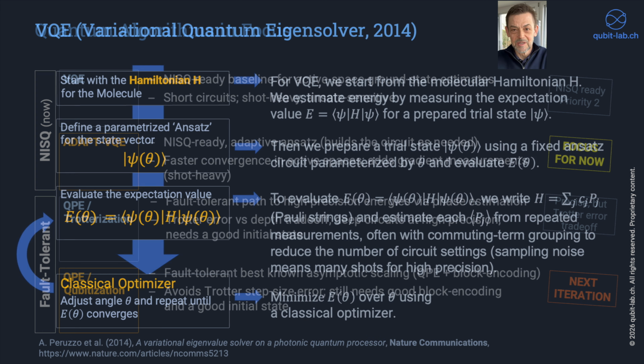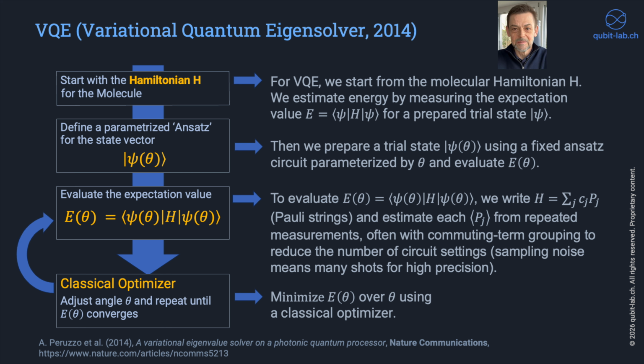Let's begin with VQE, the workhorse hybrid algorithm for the NISQ era. We start from the molecule's Hamiltonian H, already mapped to qubits as a weighted sum of Pauli strings. VQE does not solve the eigenvalue problem directly. Instead, we define an ansatz state, psi of theta, a parametrized family of candidate wave functions. Theta are the knobs that control the shape of that wave function. In practice, psi of theta is prepared by running a parametrized circuit on a simple reference state, usually all zeros. But the object we optimize is the state itself.